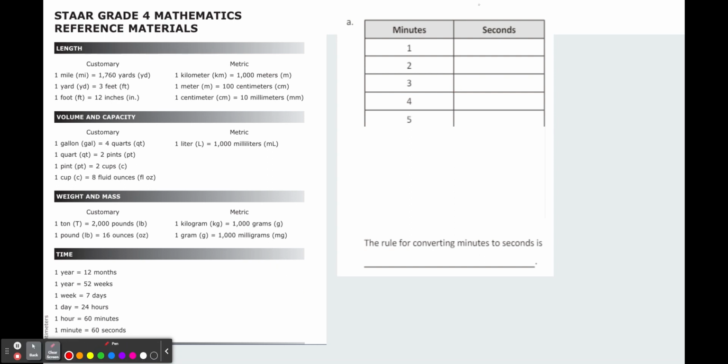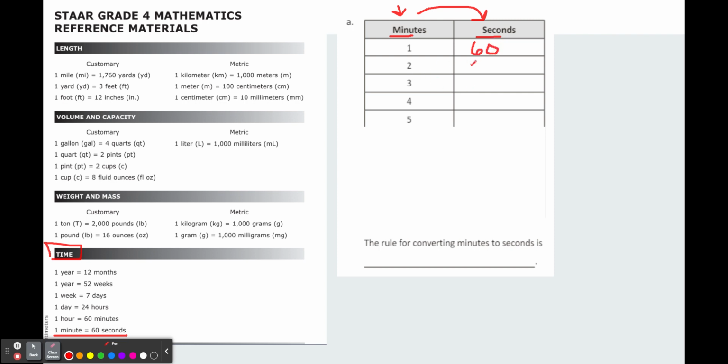So we have our table over here and we have minutes and we want to change them to seconds. Now over here I have the STAR fourth grade reference materials. So I know minutes and seconds are related to time. So let's look in the time category and see if we can find how many seconds equals a minute. So I know that 1 minute equals 60 seconds if I look at my conversion table. So 1 minute equals 60 seconds.